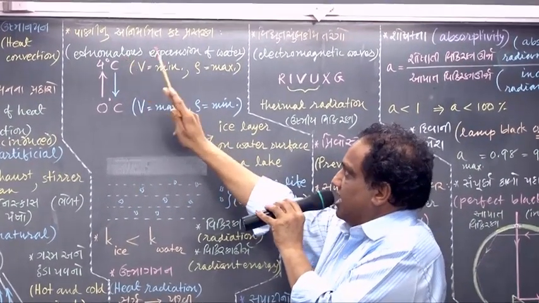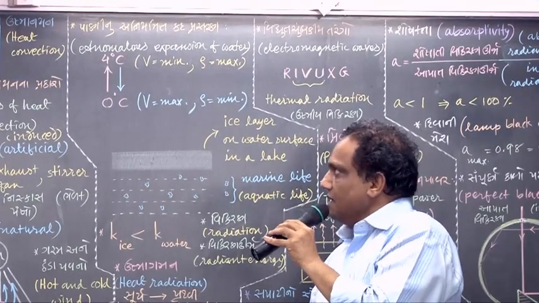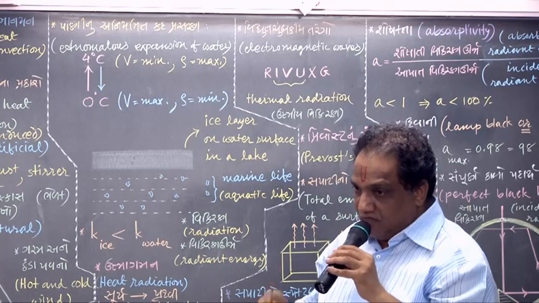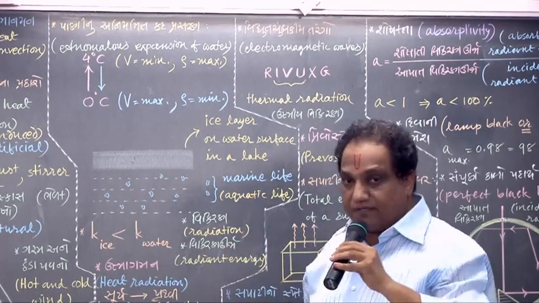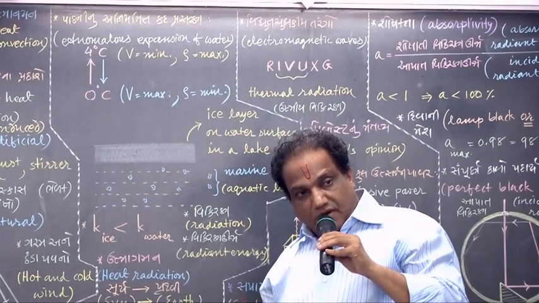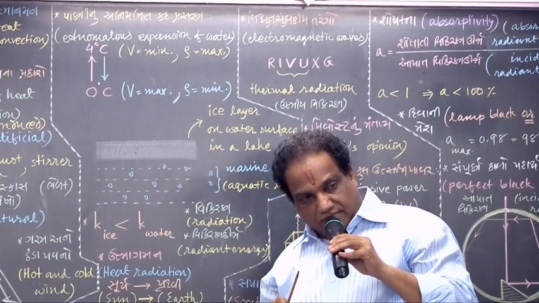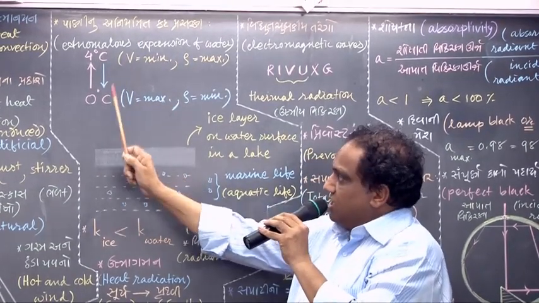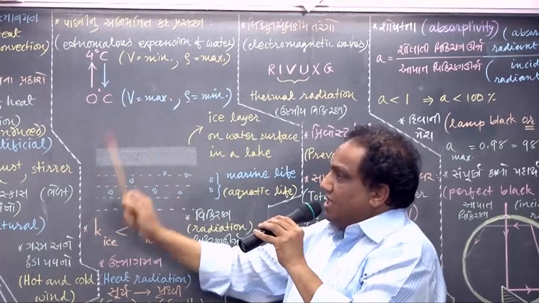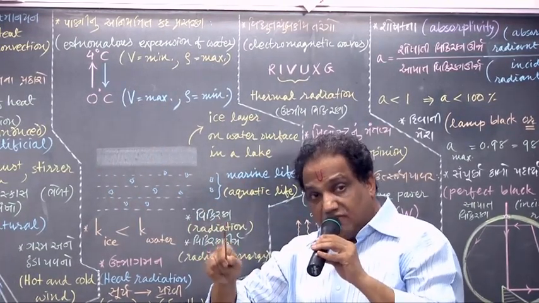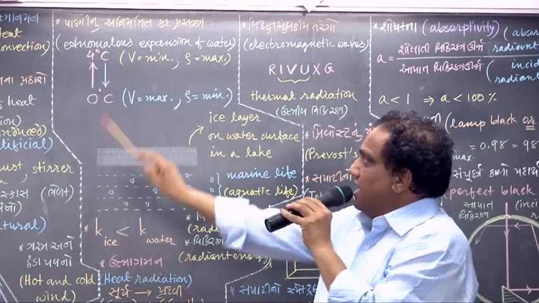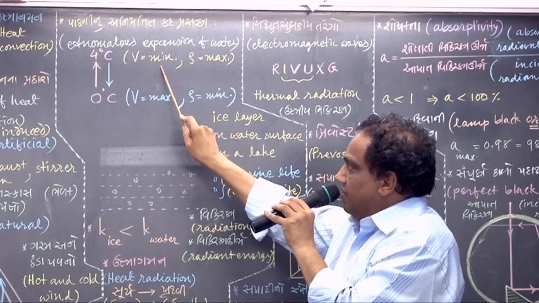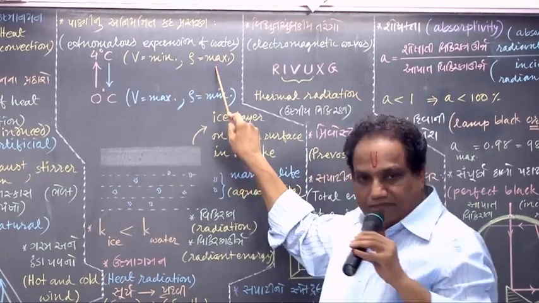We go for anomalous expansion of water. Generally, for every substance, when you increase temperature, volume will increase, density will decrease. But it is not so for water in the range 0 degrees centigrade to 4 degrees centigrade. In this range, as you increase the temperature for water, instead of volume increasing, volume is decreasing. And at 4 degrees centigrade temperature, volume becomes minimum. When volume becomes minimum, density will be maximum.